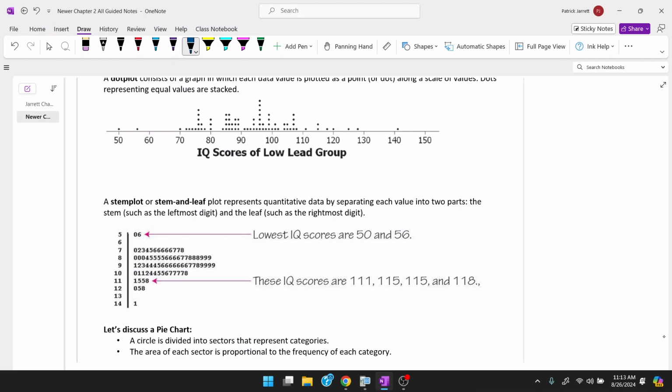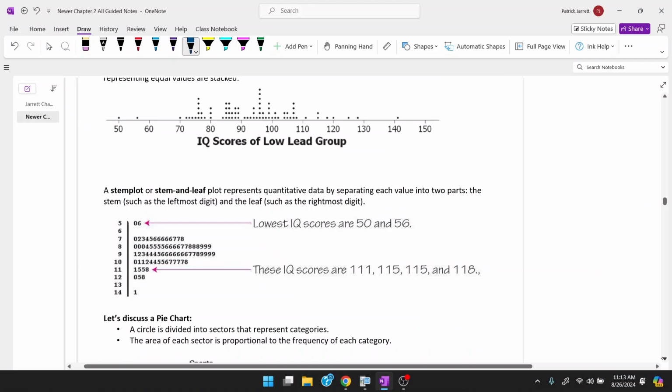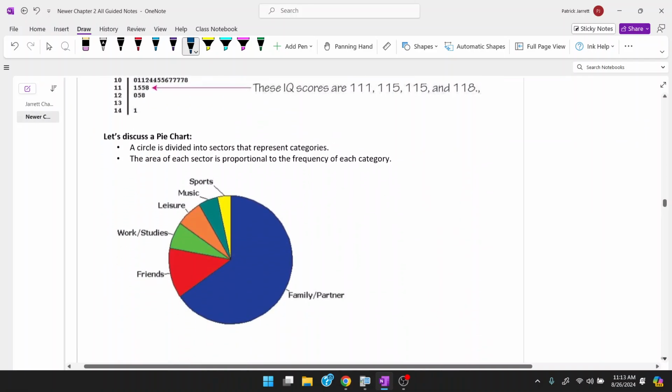Now, a pie chart is where we divide a circle into sectors that represent categories. The area of each sector is proportional to the frequency of each category. For instance, this is what one person's free time that's not spent sleeping is spent doing.